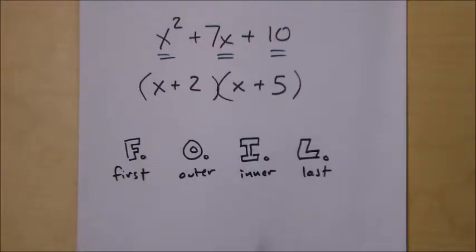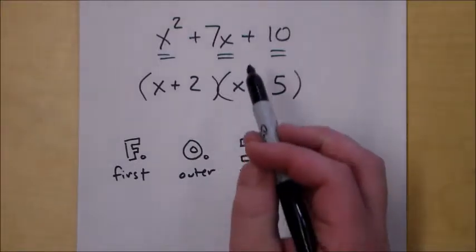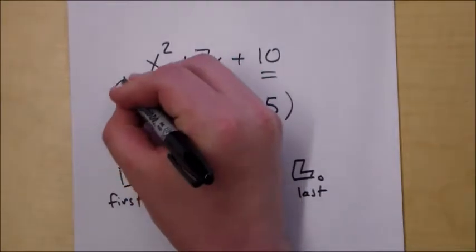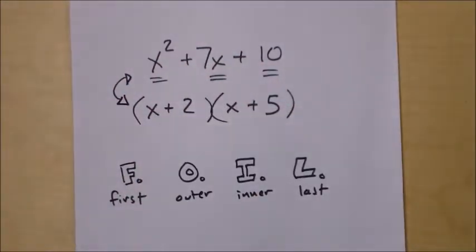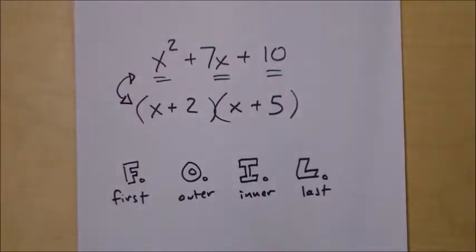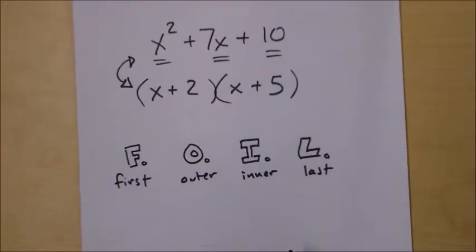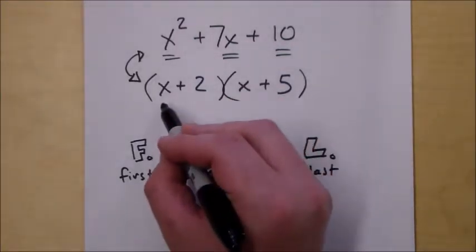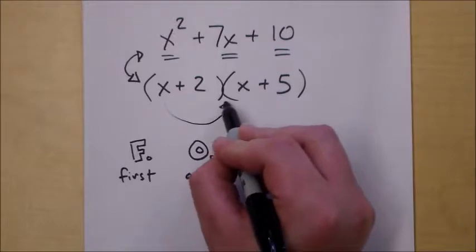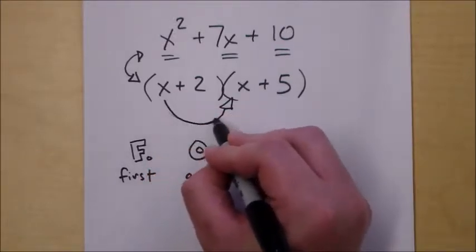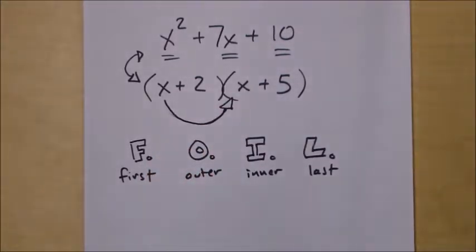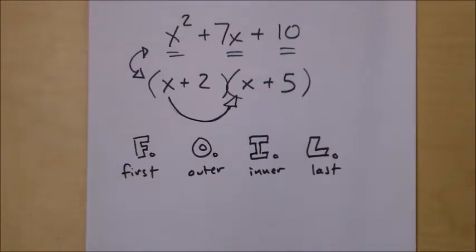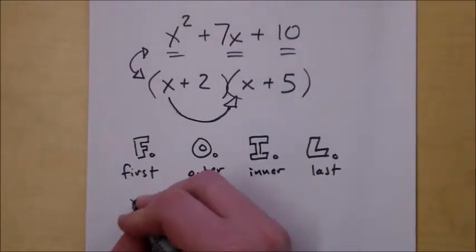But it's FOIL. The term is FOIL because it says first, outer, inner, last. So how do you go from this to this and back again? How do you get from x squared plus 7x plus 10 to x plus 2 times x plus 5? Well, FOIL will help you. What does FOIL stand for? First, outer, inner, last. So first, you take the first terms and you multiply them together. So the first terms are x times x. And what is x times x? You gotta know it is x squared.